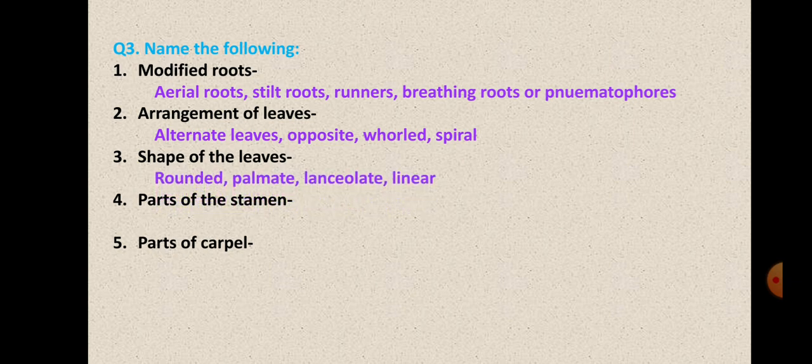Third is shape of the leaves. This also I had shown you the different shapes of the leaves: rounded, palmate, lanceolate and linear. Parts of the stamen, that is the male reproductive part of the flower. There are 2 parts. Upper one is anther and the lower one, a stalk-like structure, is called filament. Parts of carpel, that is the female reproductive part, and the 3 parts are the topmost is stigma, middle one style and the last one, the basal swollen part, is ovary.